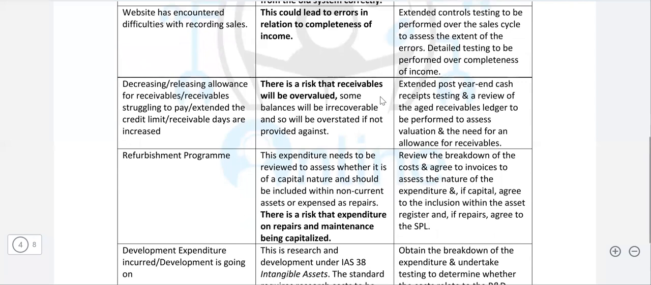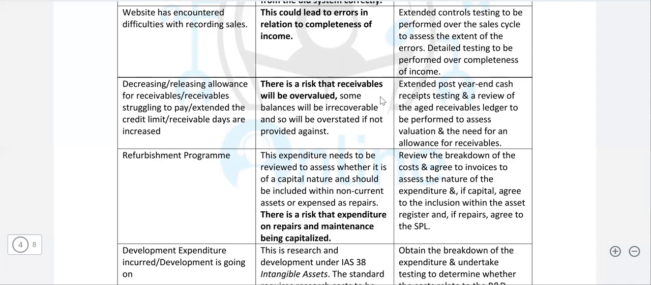Then we have decreasing or releasing allowance for receivables. Now decreasing means they're decreasing the allowance for receivables. For example, earlier it was 2%, now they're decreasing it to 0.5%. Releasing means they are eliminating the allowance altogether. Receivables are struggling to pay. They have extended the credit limit of the customers. Receivables days have increased. All of them give the same meaning, that the allowance for receivables should be recorded.